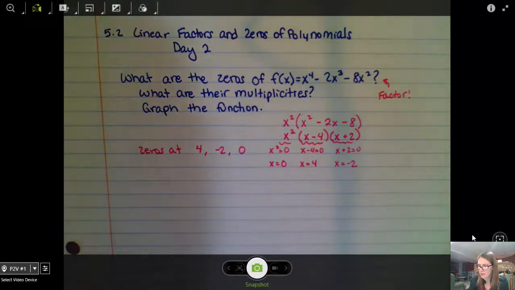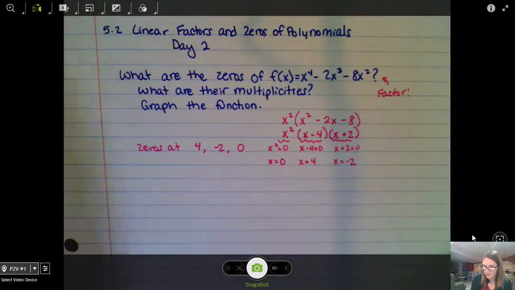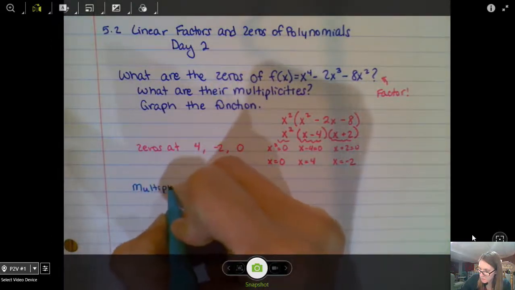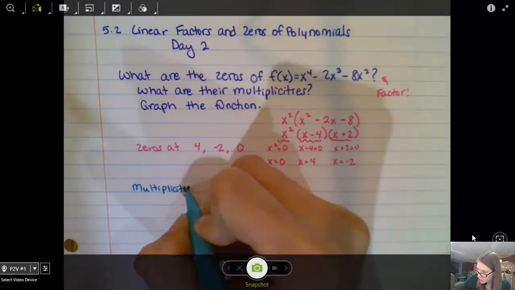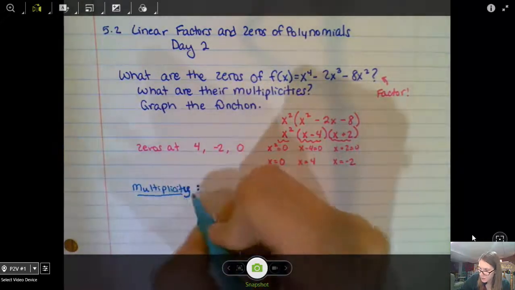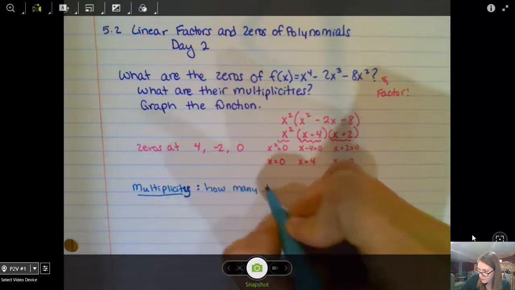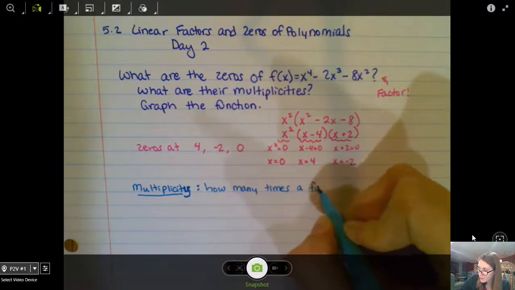We found our zeros, but then we have the second part of our question. What are their multiplicities? What does that mean? All right, multiplicities. Multiplicity here really means how many times a factor appears.